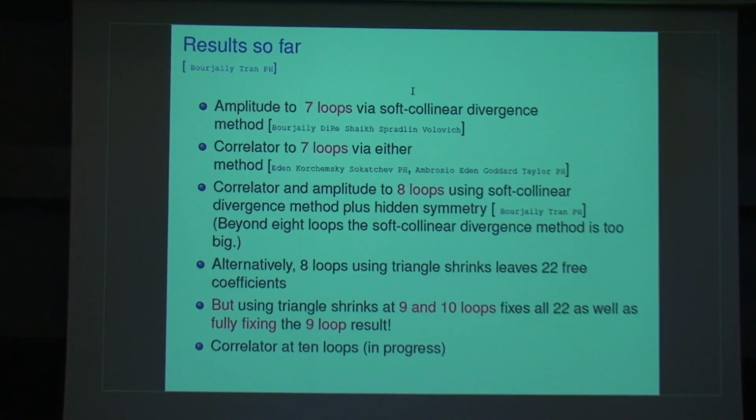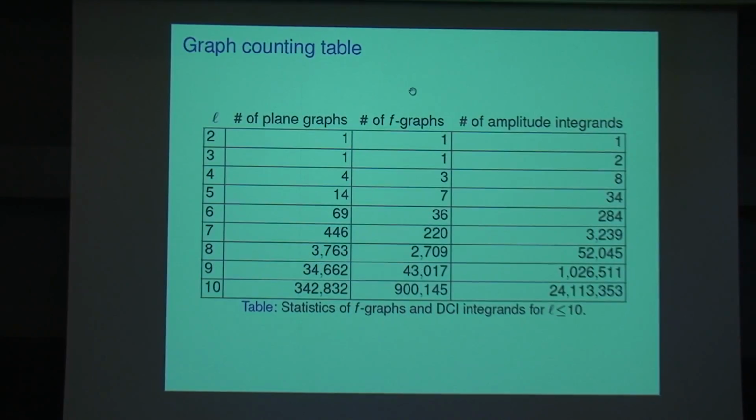And this triangle shrink thing actually fixes these lower loop free coefficients by consistency. You just leave them in your equations, but the equations fix the lower loop ones as well as some of the higher loop ones. Okay, so we've been able to completely fix the 9 loop result then. And the 10 loop one, we've got the equations from here, and we need to solve them. But there's a lot of them.